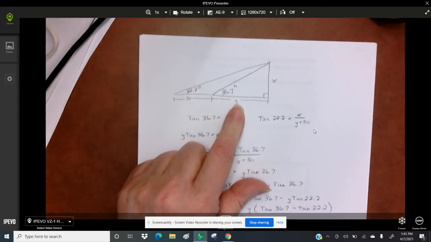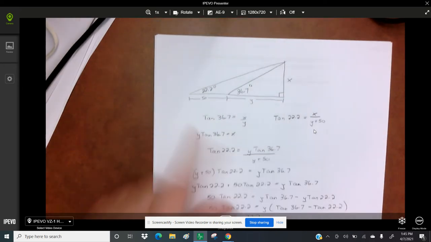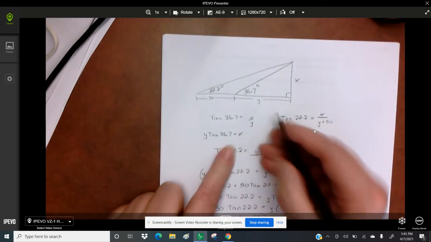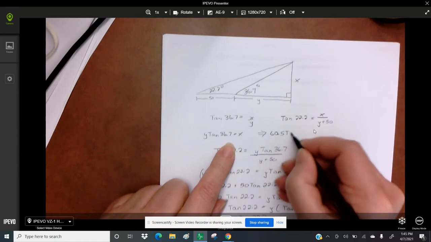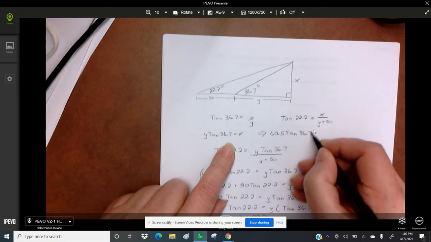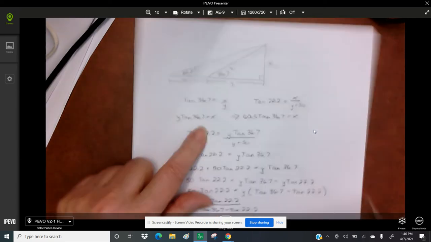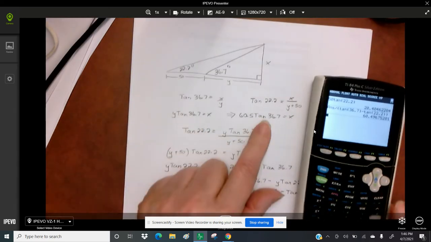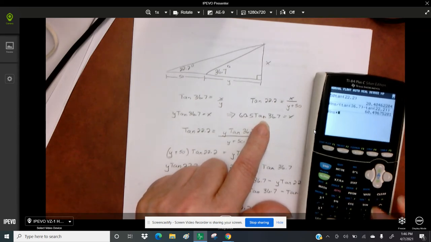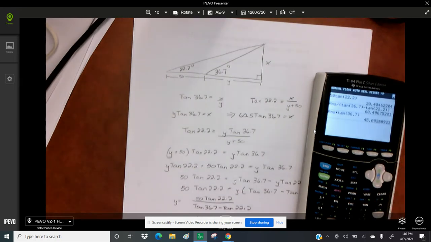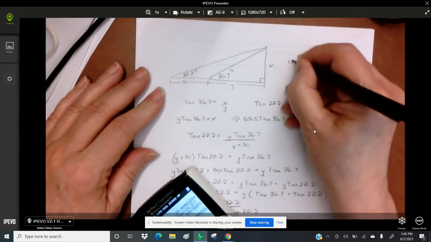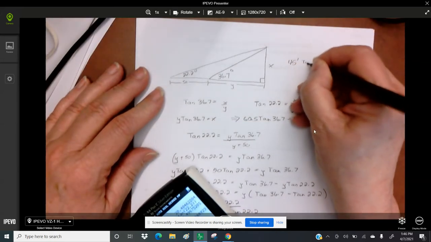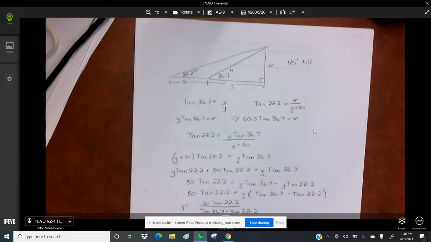Except the question really didn't ask me for y, it asked me for x. So I can go back to this equation right here and substitute in y. So I can say 60.5 times the tangent of 36.7 will equal x. And I've already got this in my calculator, so I'm just going to say times the tangent of 36.7, and I get x equals 45.1, and it said round to the nearest foot, so I know the tree is 45 feet tall. All right, that's one way to do it.